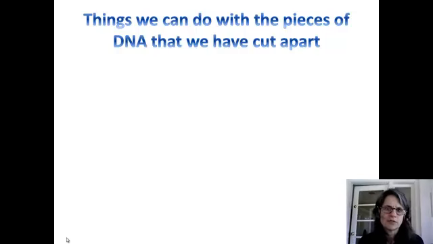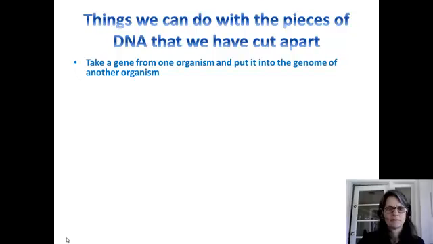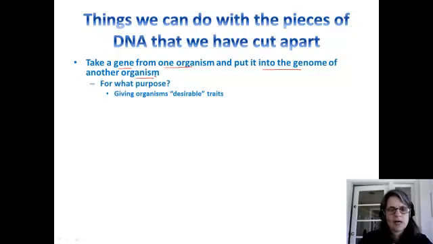Now, so we've cut some DNA up with restriction enzymes. What in the world can we do with those pieces that we've cut apart? Well, as we've already discussed in our talk about bacteria, we can take a gene from one organism and put it into the genome of another. Okay? If we cut the gene out over here and stick it in over here, those sticky ends might allow us to make a new piece of DNA. We may do that because we want to give an organism some desirable traits. We want a tomato to not spoil so quickly, for example.